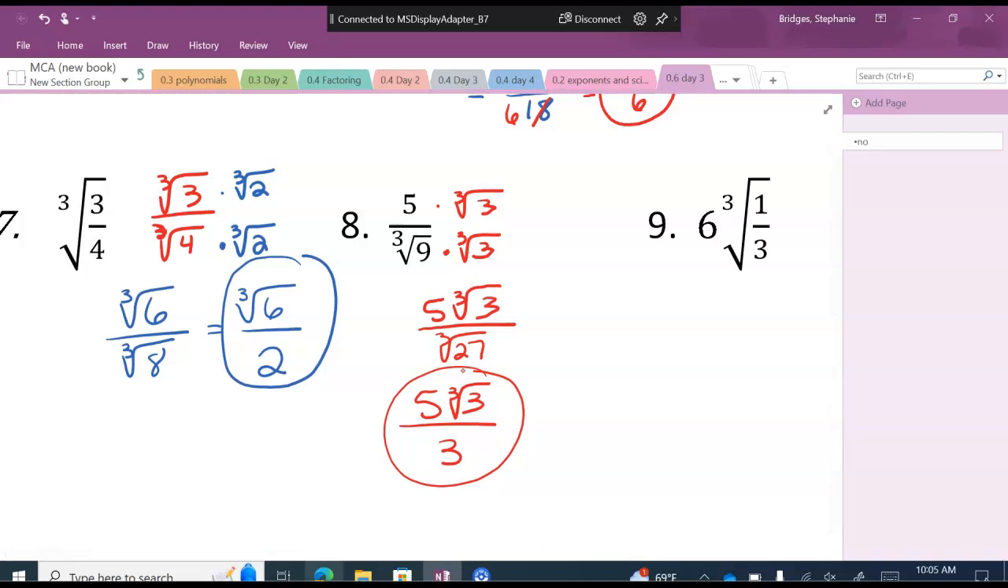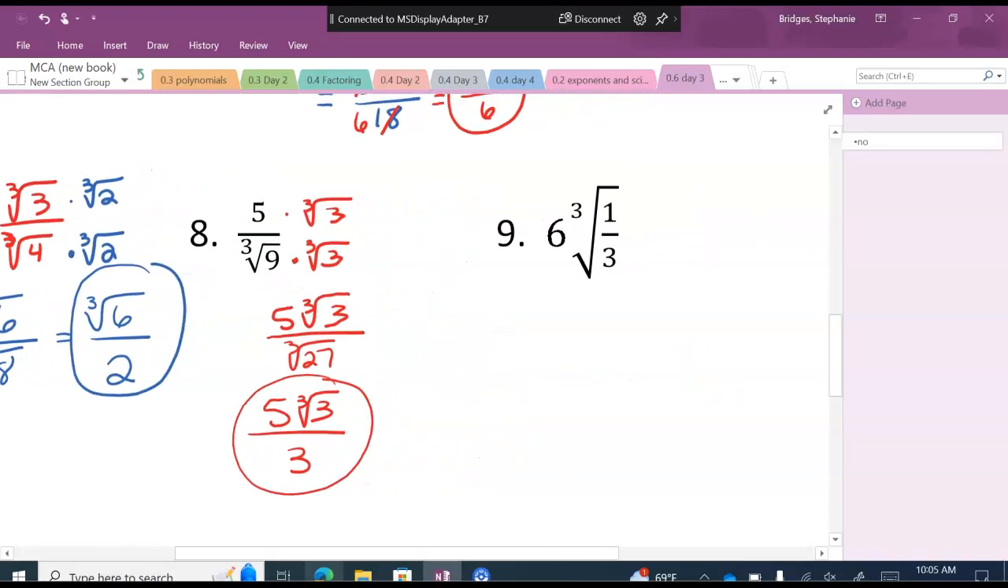Are we kind of okay there? All right, now with number 9, let's split it up first because I have an entire fraction under it. That 6 is going to go at the top with the cube root of 1. Then I have the cube root of 3 at the bottom.